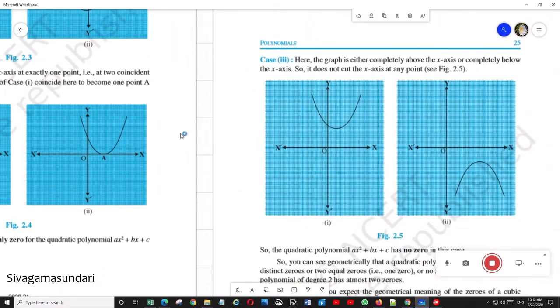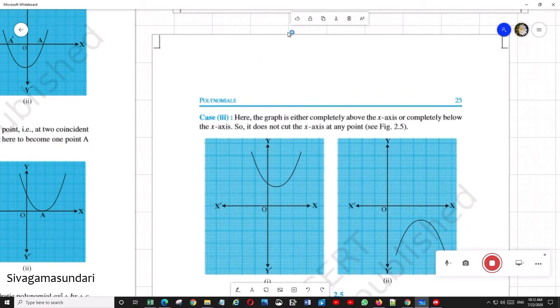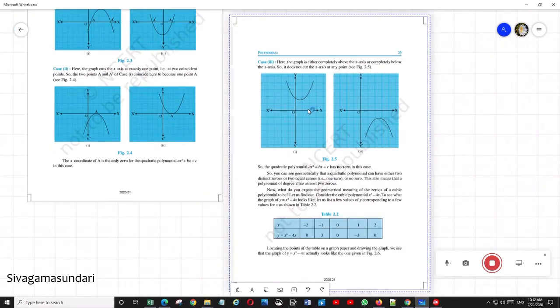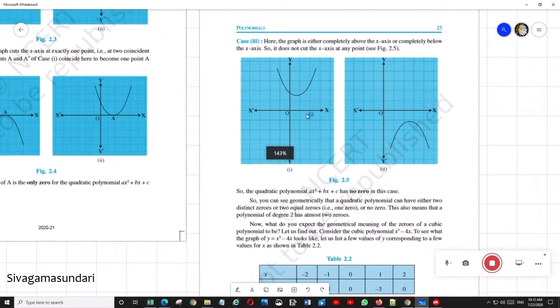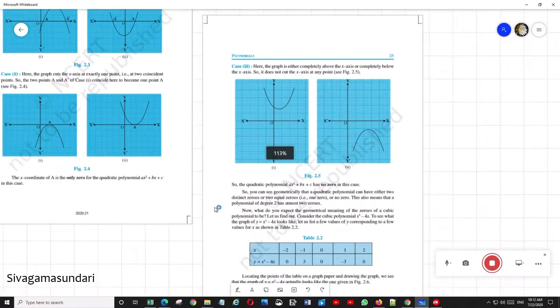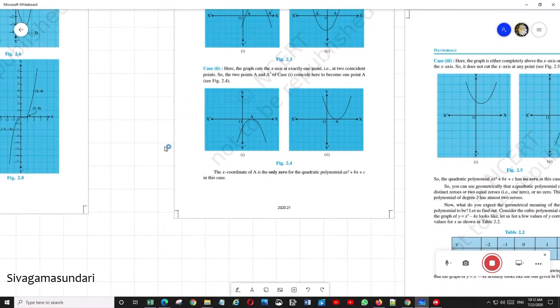Now in the case 3 graph, the line does not intersect the x-axis at all. So we say that the equation does not have any zero. Similarly here also, the equation does not have any zeros.